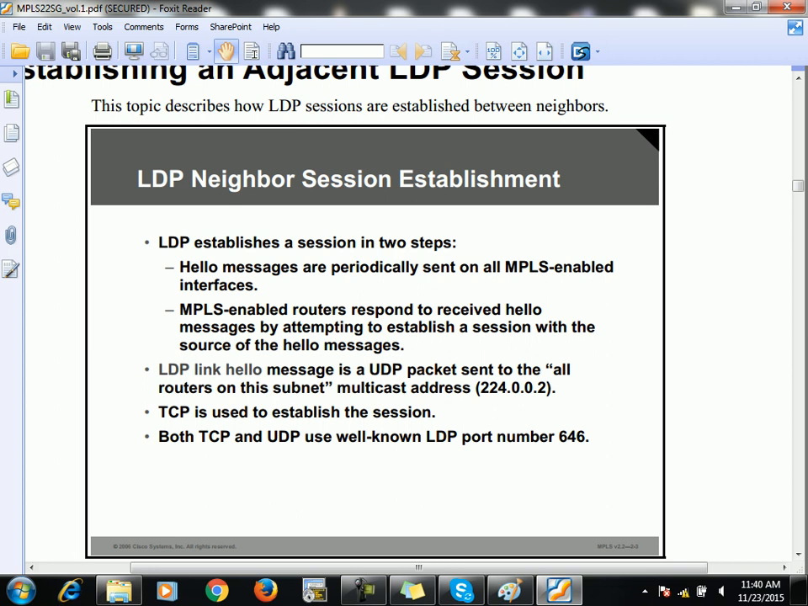TCP is used to establish the session, right? And it will be using TCP and UDP both, and the port number will be 646. So you have to remember it, right? Because in troubleshooting they can filter this port number 646 so that your LDP peering will never come up. Same as BGP. If someone has blocked port number 179, then of course BGP peering will never come up. Tell me, any problem? Sure.